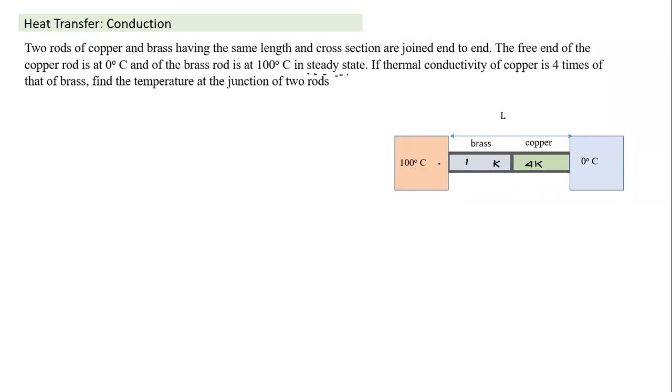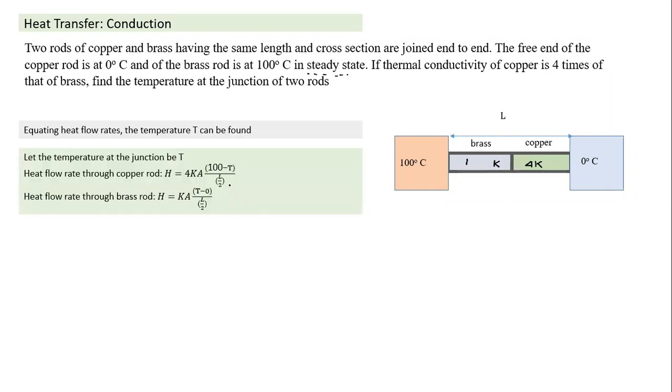Find the temperature at the junction of the two rods. This is a fairly simple question. I assume K and 4K, and similar to the previous question, by equating the heat flow rate I can find it. So that's the equation I could have written if I take this 100 and this temperature T, and I very easily can write this equation with K and 4K. The other thing we'll understand here is that heat flow rates are the same. So when I write this equation, what is the equation here?